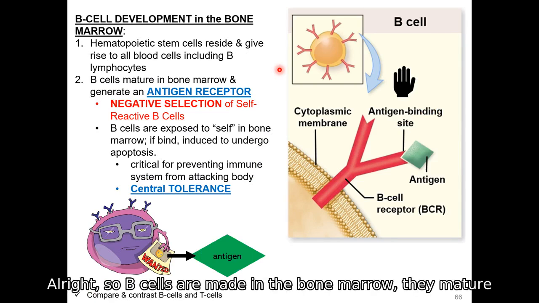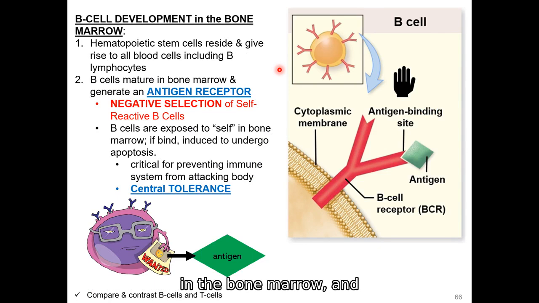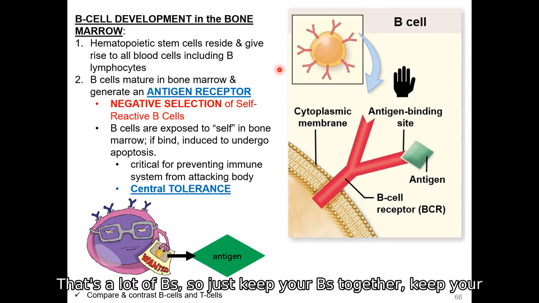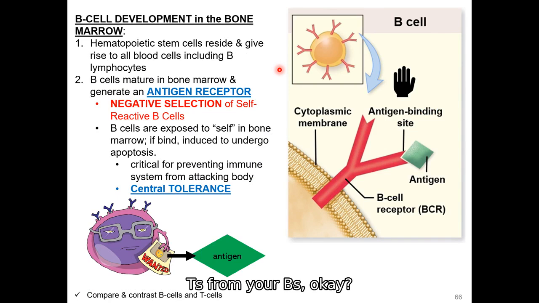All right, so B cells are made in the bone marrow. They mature in the bone marrow and they make antibodies. It's a lot of B's. So just keep your B's together. Keep your T's from your B's, okay?